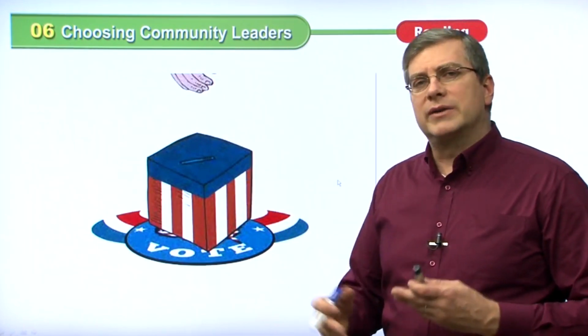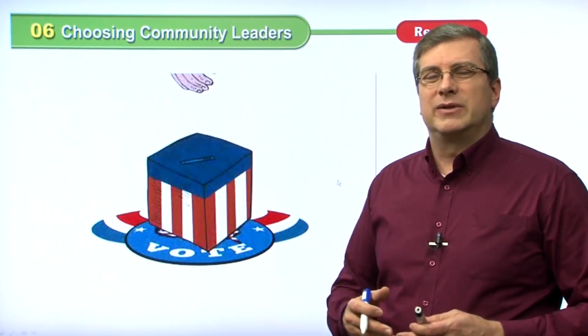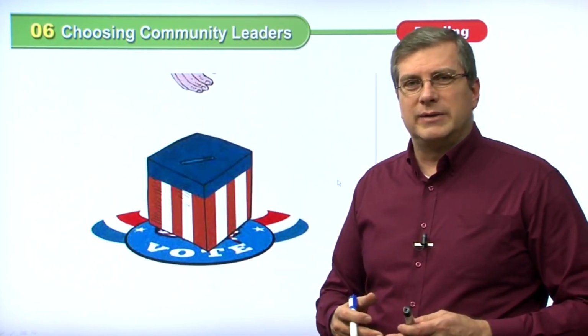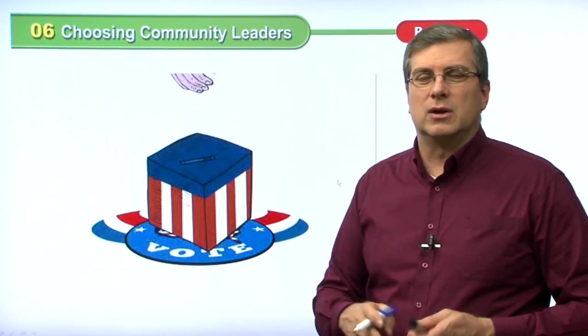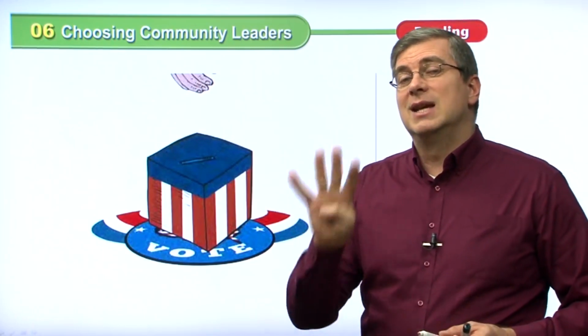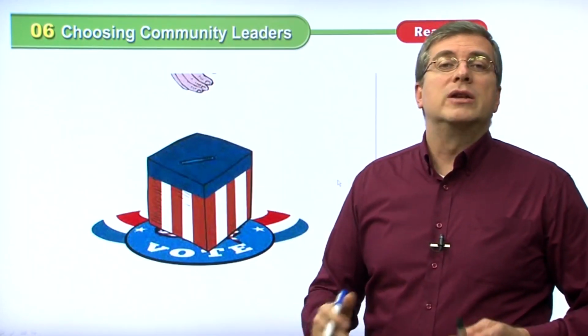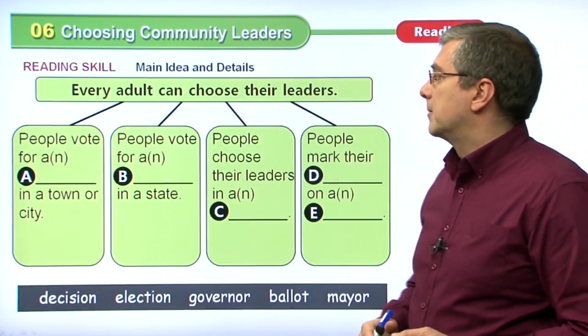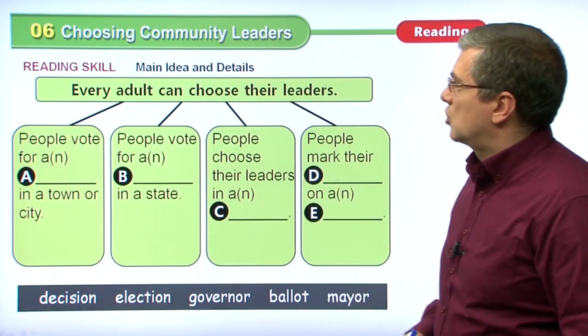We've seen the process of voting, right? And we've seen a couple of important concepts: mayors and governors are elected for only 4 years. Also presidents, the president of the United States is elected for 4 years. All adults should vote. Okay, well, let's move on to our reading skill chart.